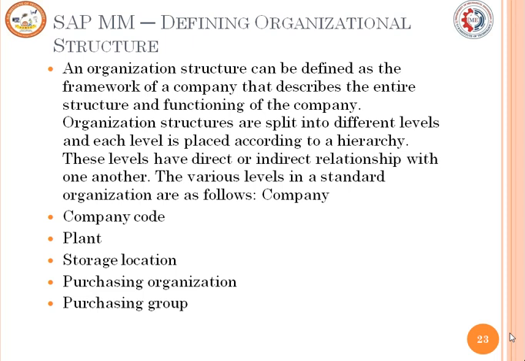These levels have direct or indirect relationship with one another. Various levels in the standard organization are as follows. The company is defined first. Further, company code is assigned. Then where the plant is, where the plant is going to work, how to procure the material, and further where to store, go with the storage location, define the purchasing organization and purchasing group, so that you'll be able to define the complete organization in the proper fashion.